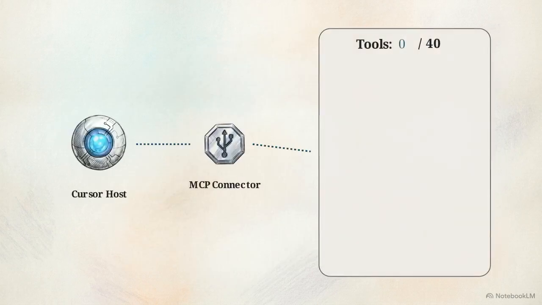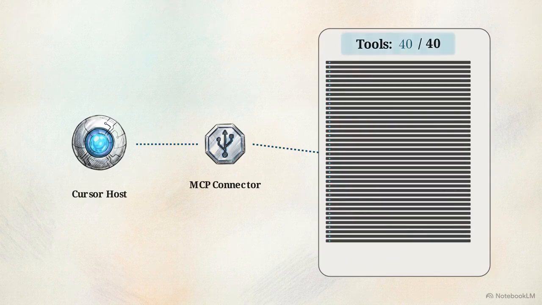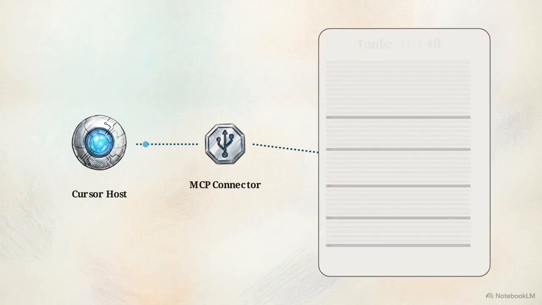The model context protocol acts as a connector layer, linking Cursor to local tools and remote HTTP servers. But there's a ceiling of 40 tools. Exceed this limit, and the agent silently loses access. You must manage your tool list actively.